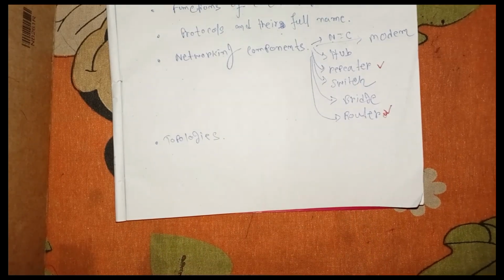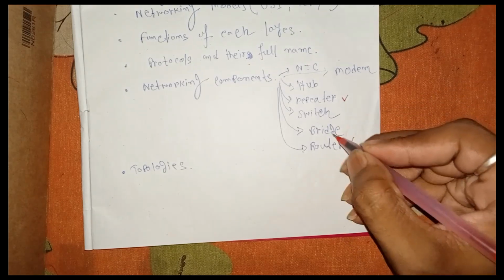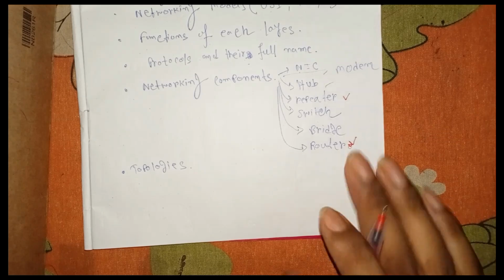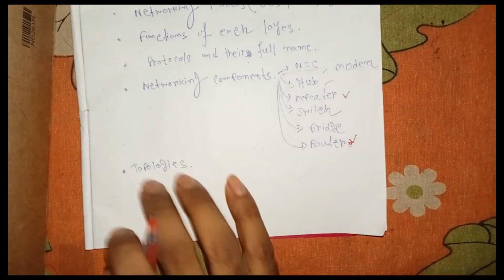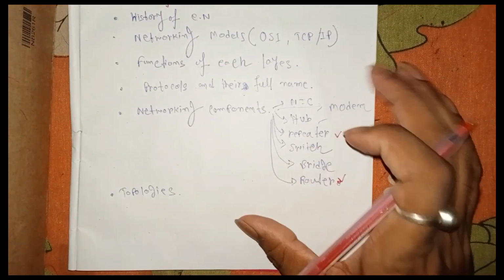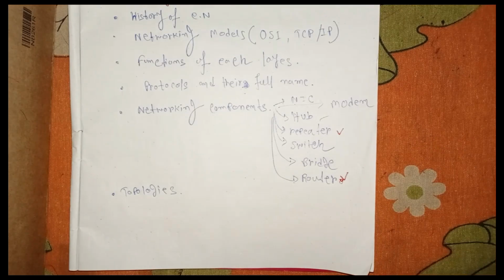In the previous year repeater and router were already asked, so other topics like bridge, switch, and hub will be important for this year. Also gateway, modem, NIC will be important this year, and also the topologies. You need to understand these topics very clearly. Some numericals can be asked. We will discuss this later.